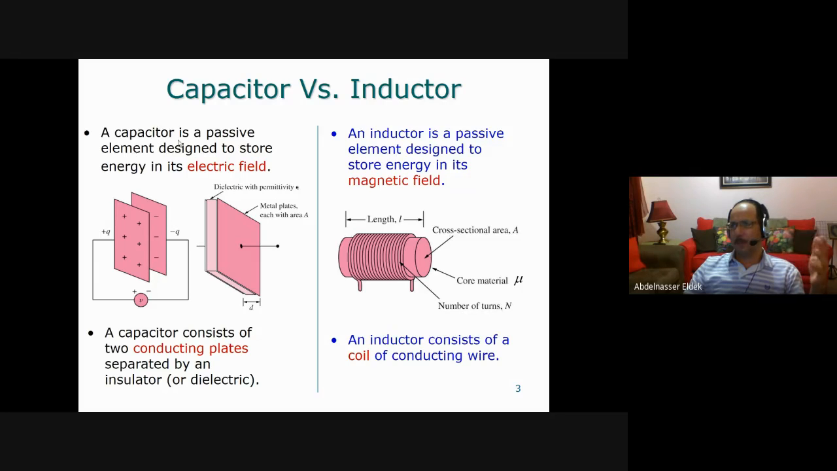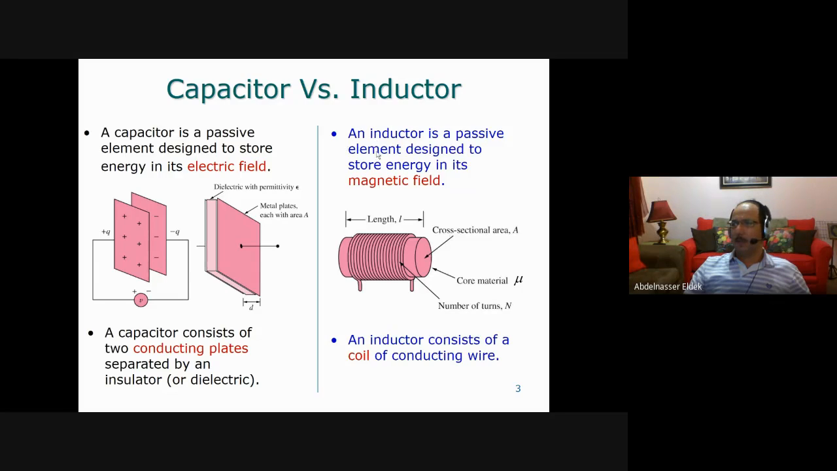So a capacitor, as you see, is a passive element that stores energy in terms of electric field, and you see it is just two parallel plates like this. Sometimes it is separated by a dielectric material with certain permittivity. You call it permittivity epsilon.